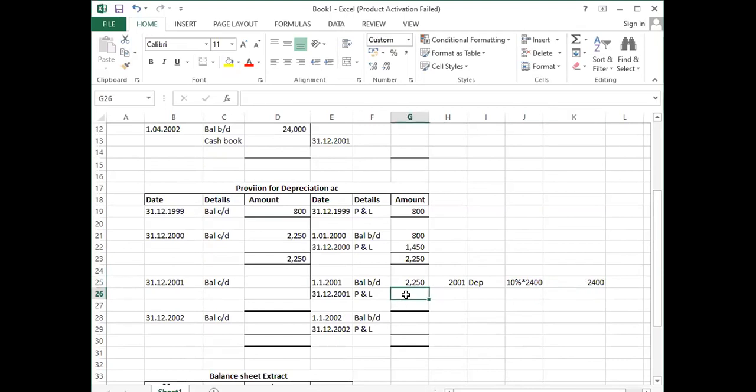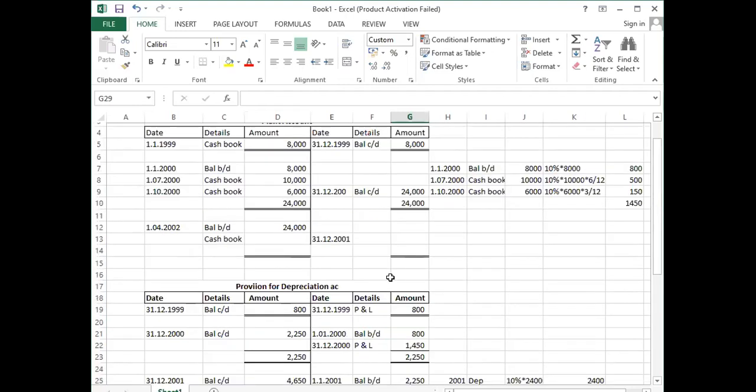So here we have 2,400, right? And then we can close off that here because there is nothing else affecting it. Therefore, balance carried down here is 4650, right? And that is still the balancing figure there. So that at the beginning of year 2002, the balance in our depreciation account is 4650. I hope that is clear, right?